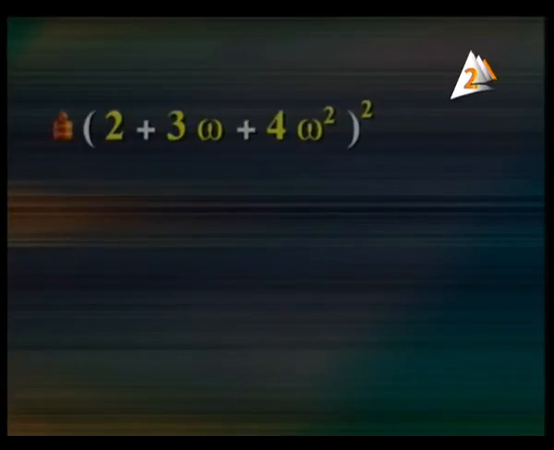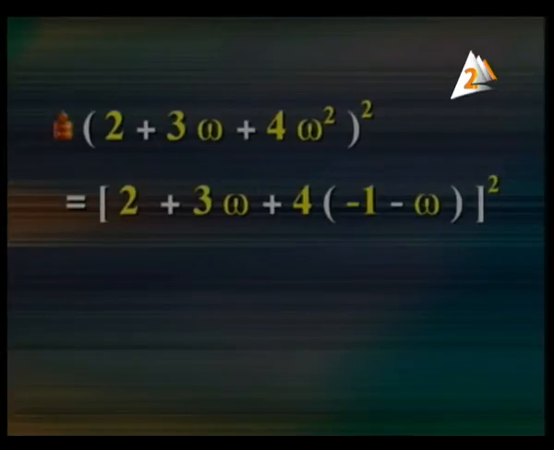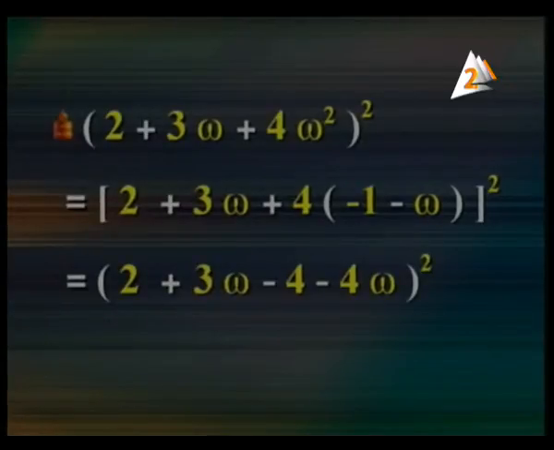Another example. 2 plus 3 omega plus 4 omega square, all to the power 2. What is the value of the bracket to the power 2? Look at, dear student: 2 plus 3 omega plus 4 multiplied by negative 1 negative omega. Why? Because omega square equals negative 1 negative omega. We replace omega square by negative 1 negative omega. Then the bracket contains 2 plus 3 omega plus 4 multiplied by negative 1 negative omega, all to the power 2. The answer is 2 plus 3 omega negative 4 omega, all to the power 2.